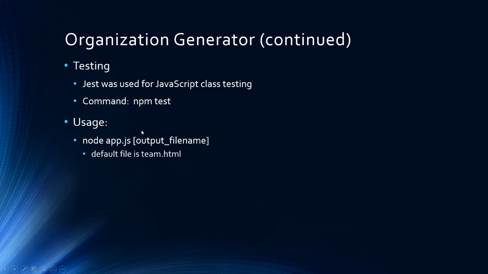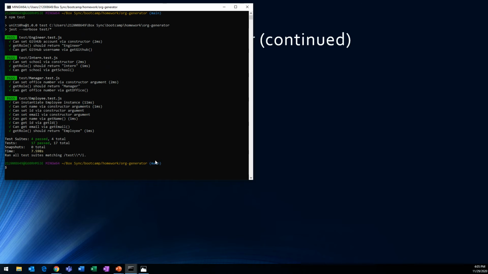So now, lastly, let's go through how the Node application actually works. So node app.js, and then the output file name, if you want to specify an output file name, is the way you use the command. By default, if you don't specify anything, team.html will be generated.